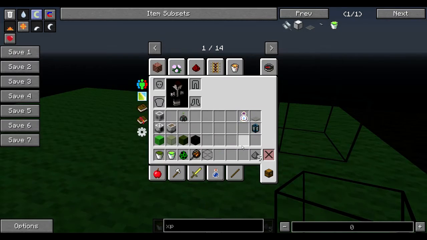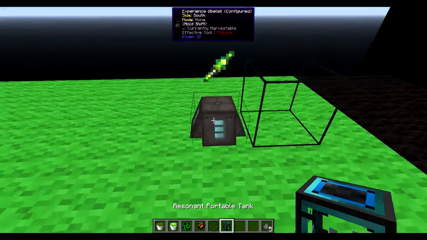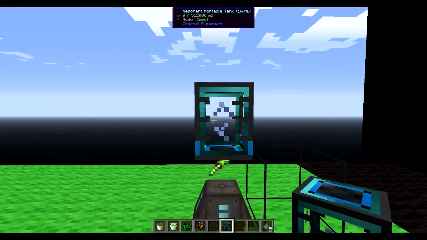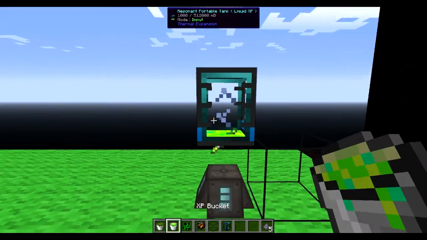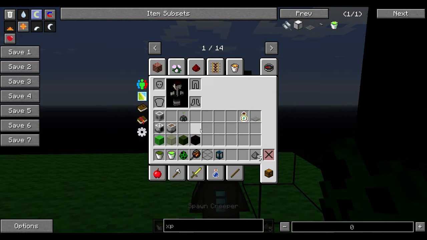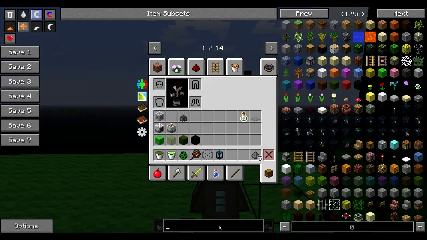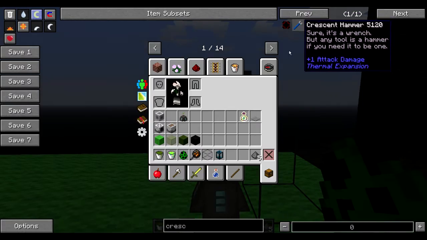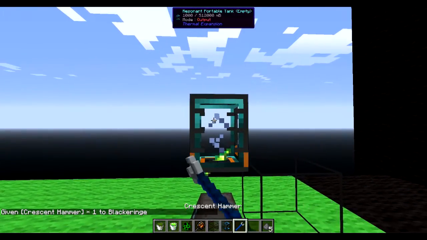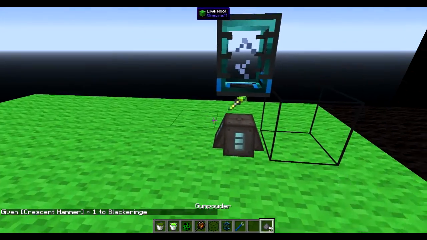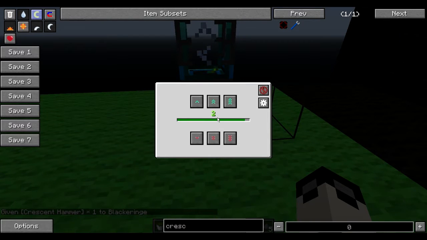For example, if we take one of these, we can then either just place a bucket of liquid XP in here, use a wrench. I don't have a wrench. That was very unplanned by me. So, and pipe it in to this one. It will now store 2 levels.